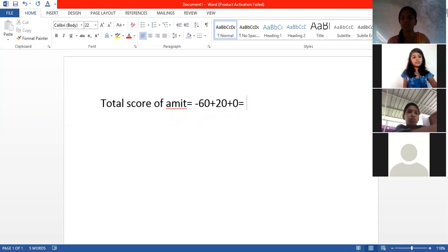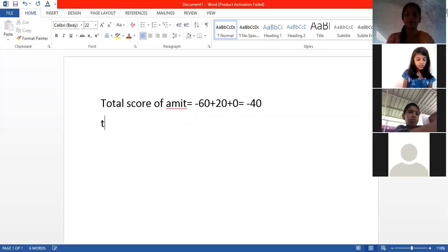Minus 60 plus 20. Find the difference and put the sign of the greater one. Answer is minus 40. Then plus 0 to that. Minus 40 plus 0 is minus 40. The total score of Amit in that quiz competition is minus 40.